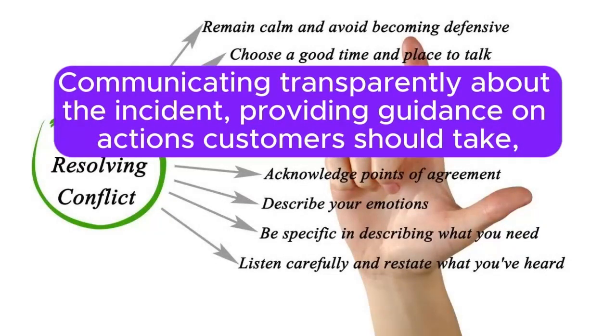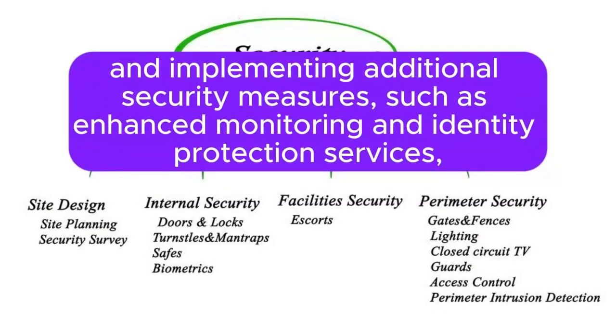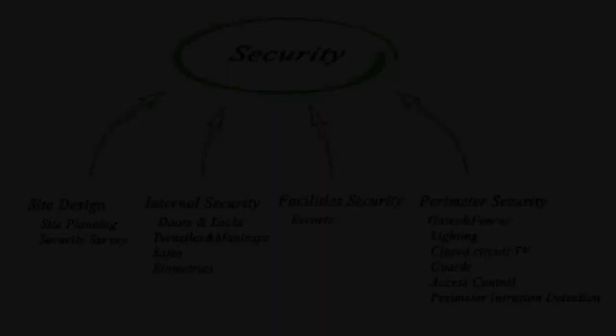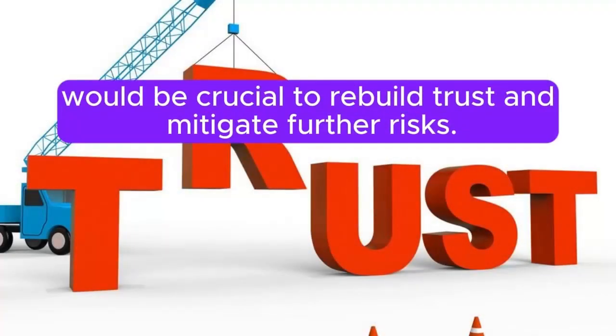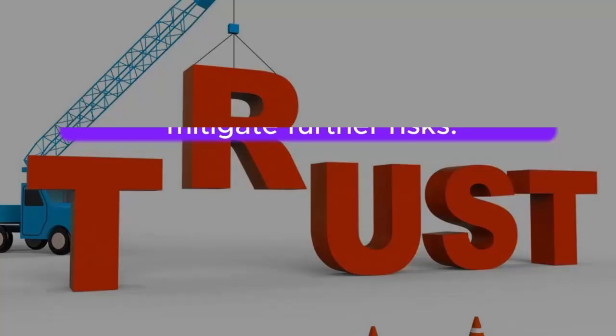Communicating transparently about the incident, providing guidance on actions customers should take, and implementing additional security measures, such as enhanced monitoring and identity protection services, would be crucial to rebuild trust and mitigate further risks.